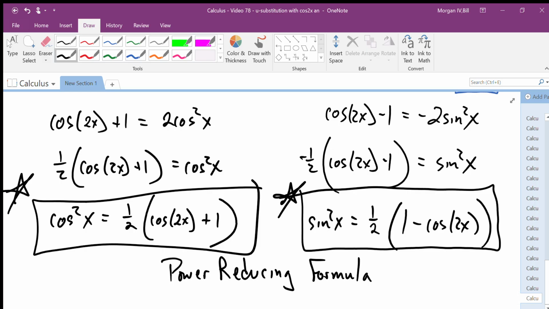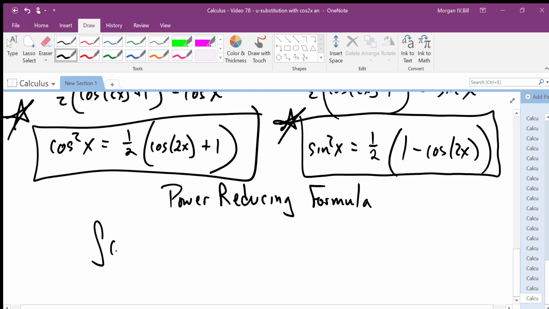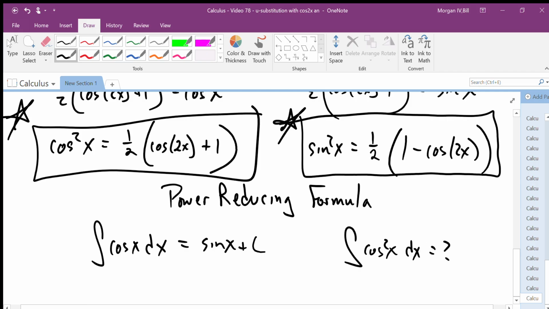And the reason we're doing this is because I know what the integral of cosine of x is. Right? The integral of cosine of x is sine of x plus c. I do not know what the integral of cosine squared of x is. So if I can reduce cosine squared down into just cosine to the first power, even if I have to do cosine 2x, that's okay, because I can find that integral with a u substitution. So we know that. We don't know this one, right? So we try to force it into a cosine of the power of 1. We want to have a power reducing formula for that. So let's try an example.